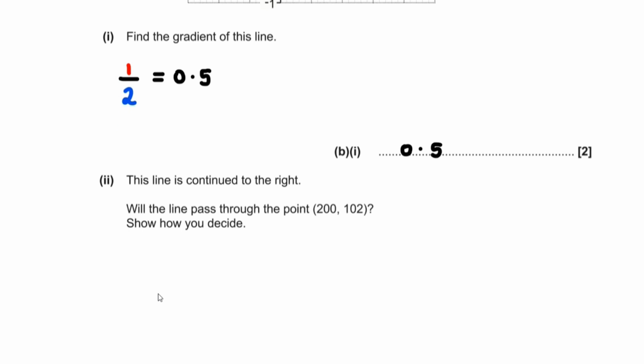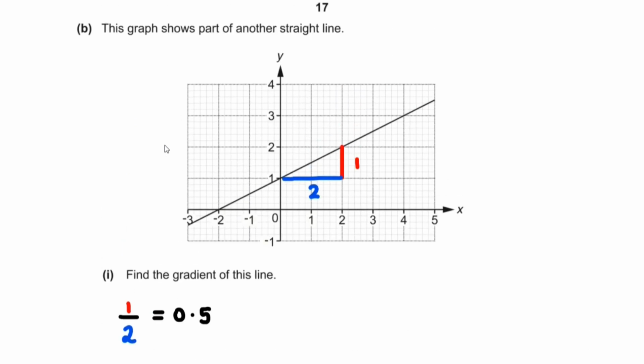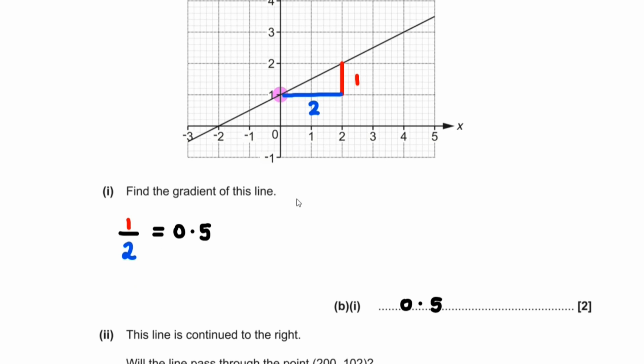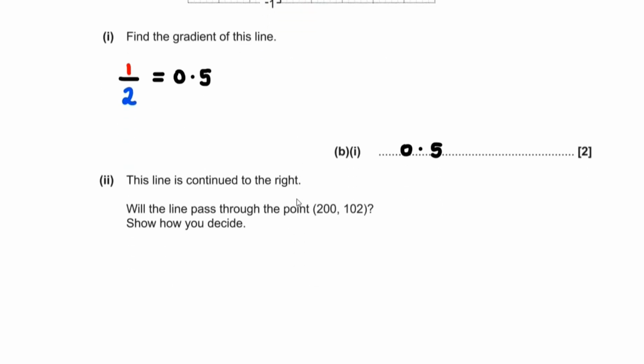This line is continued to the right. Will the line pass through the point 200, 102? Show how you decide. Well, for this, we need to find out what the equation of the line is. The y-intercept is 1. So the equation of the line is y equals 0.5x plus 1, and this 1 is the y-intercept, and the gradient is this 0.5.